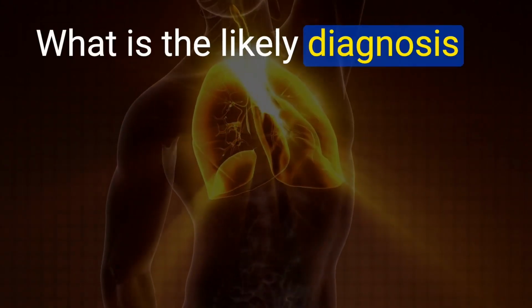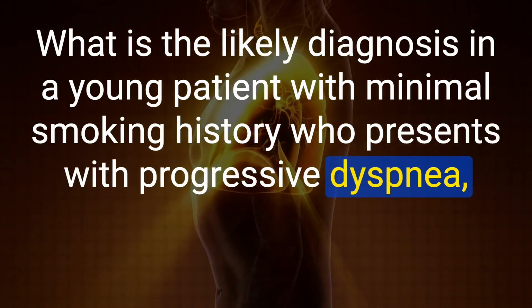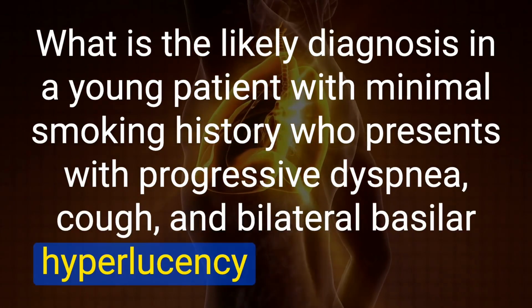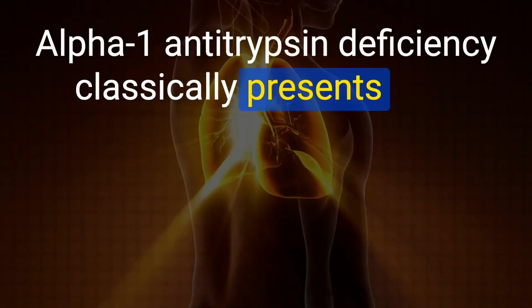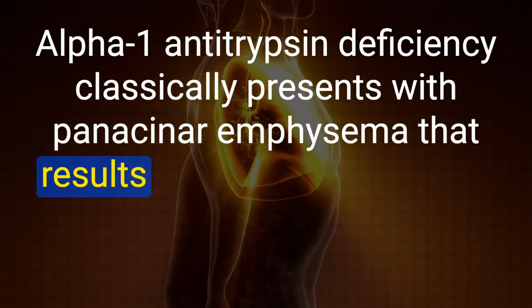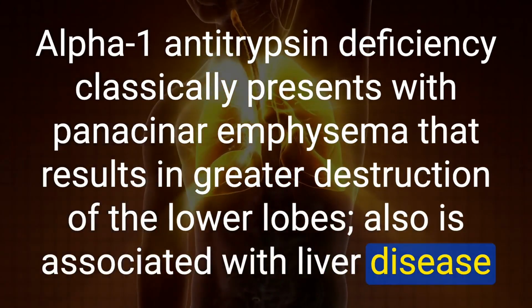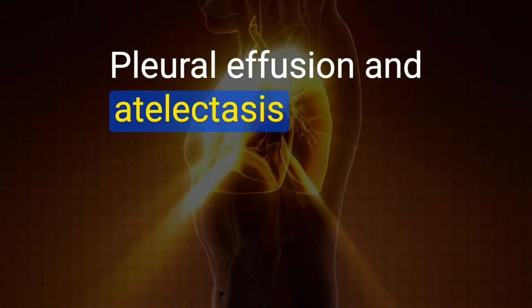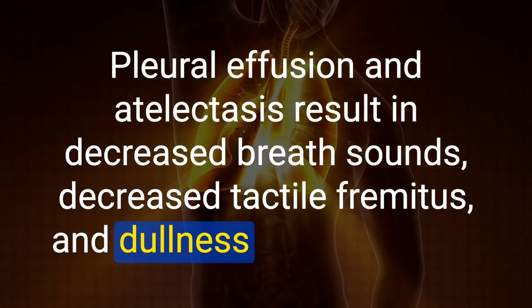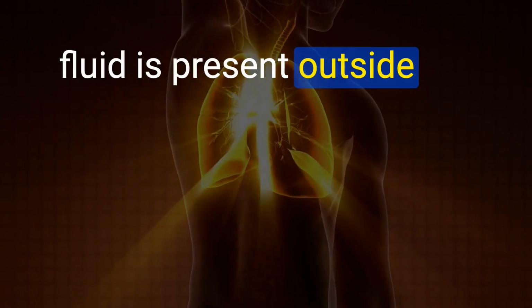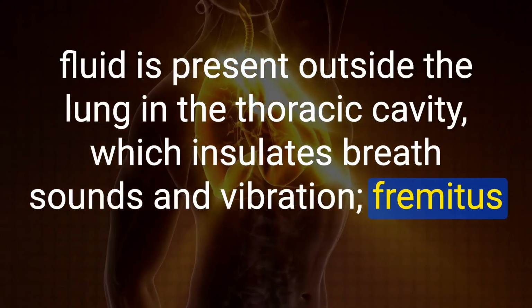38. What is the likely diagnosis in a young patient with minimal smoking history who presents with progressive dyspnea, cough, and bilateral basilar hyperlucency on chest X-ray? Alpha-1 antitrypsin deficiency classically presents with panacinar emphysema that results in greater destruction of the lower lobes, also is associated with liver disease. 39. Pleural effusion and atelectasis result in decreased breath sounds, decreased tactile fremitus, and dullness to percussion. Fluid is present outside the lung in the thoracic cavity, which insulates breath sounds and vibration, fremitus originating within the lung.